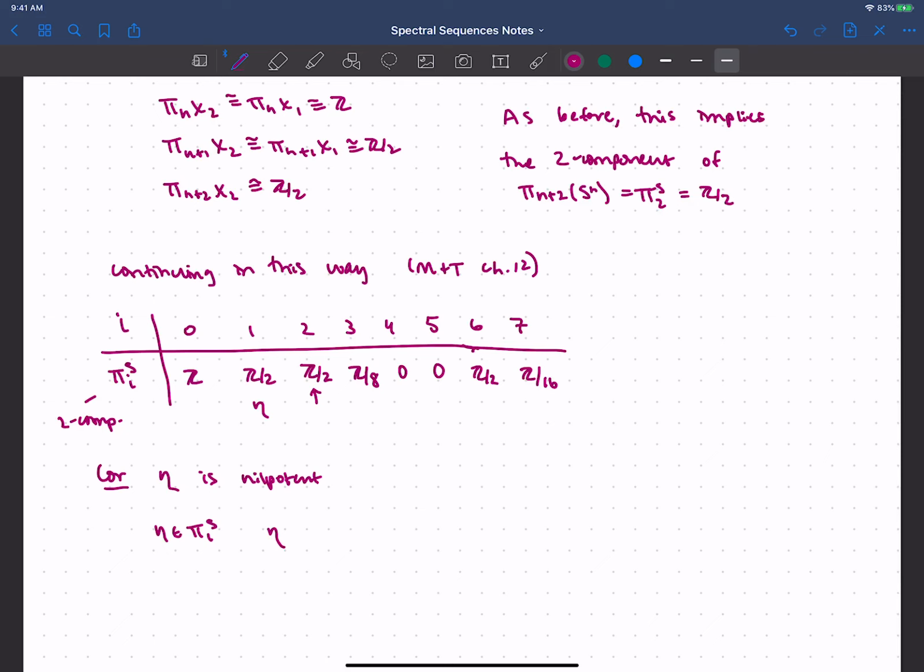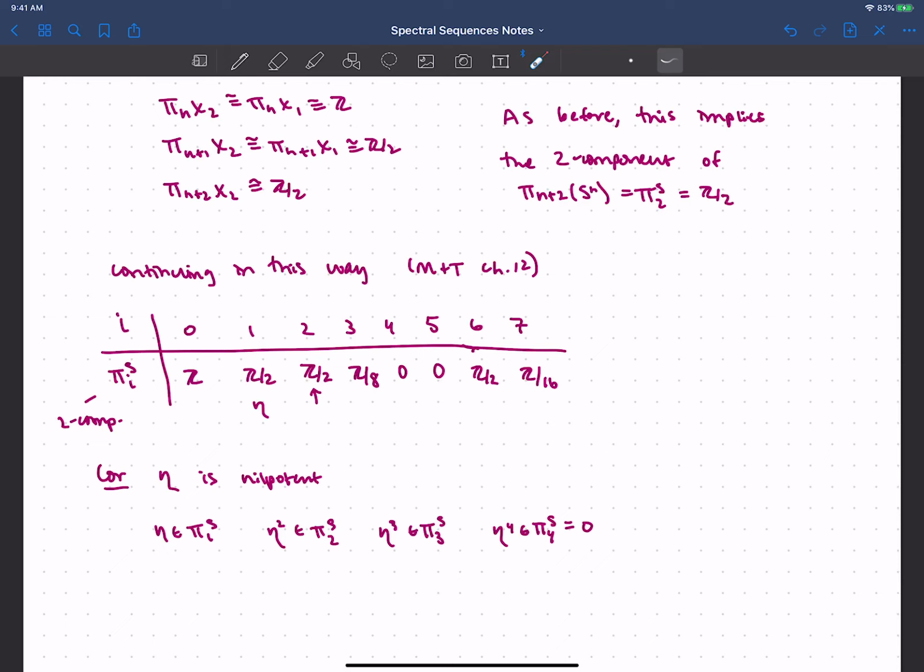Eta squared, meaning composed with the suspension of eta, is going to be in pi 2 stable. And then eta cubed is something in pi 3 stable, but eta to the fourth is something in pi 4 stable. And this argument, if we carried it on, would show us that the 2 component at least is 0. Again, I believe that actually the whole thing is 0, just like I believe the whole thing of pi 2 stable is Z mod 2. But in any case, the 2 component is 0, and 2 times eta is 0.